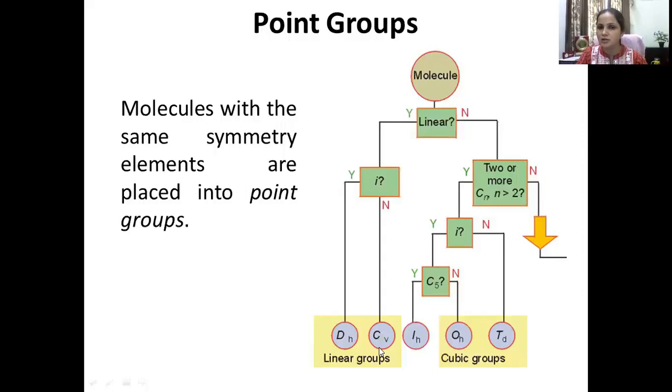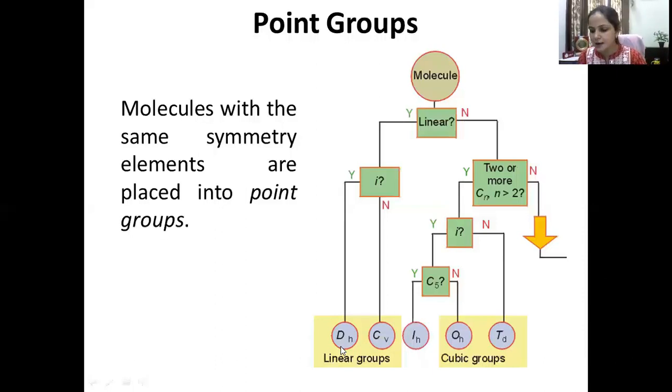If the molecule is linear and there is no inversion center, then we directly assign the point group as C infinity v. And if the molecule possesses an inversion center, then there will be another rotation axis which is perpendicular to that principal axis. Then the molecule will have the point group D infinity h.